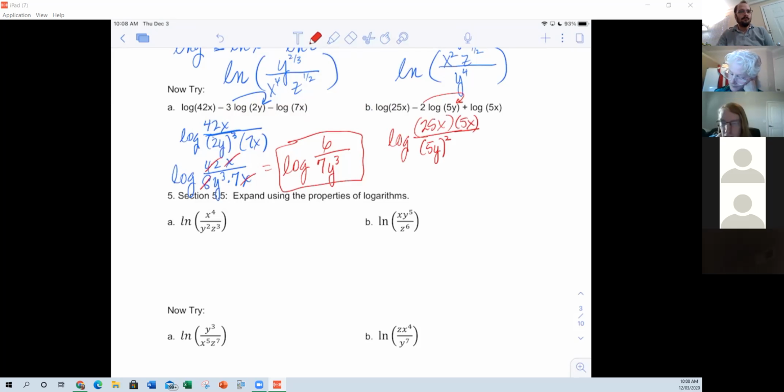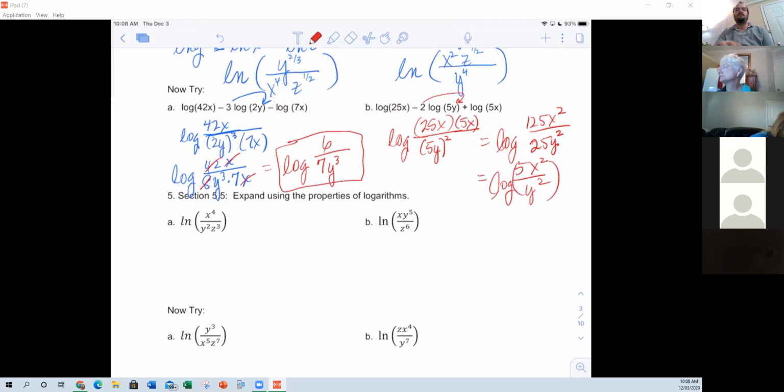And that'll get you log 125x squared divided by 25y squared, because that square goes with the 5 and the y. And now that's just going to reduce. Okay. You definitely need to be able to do these.